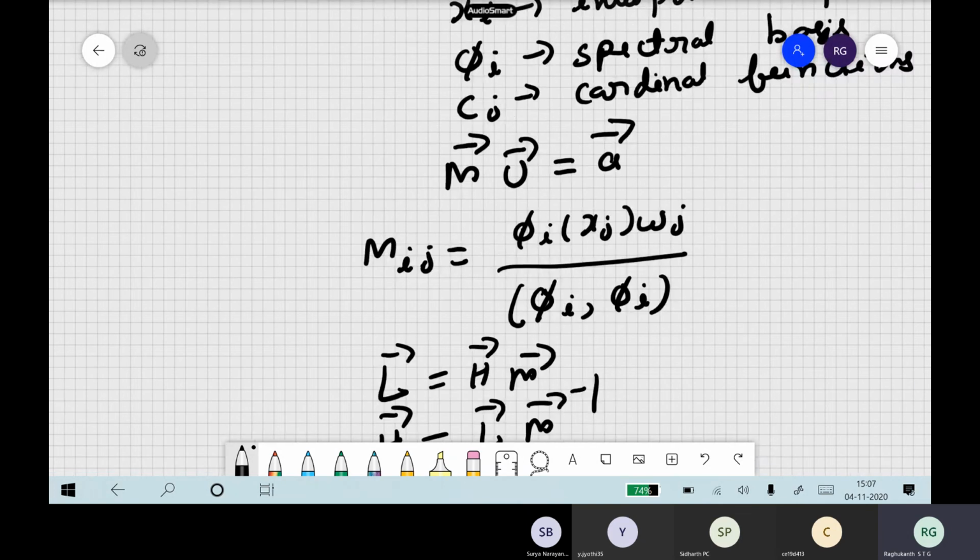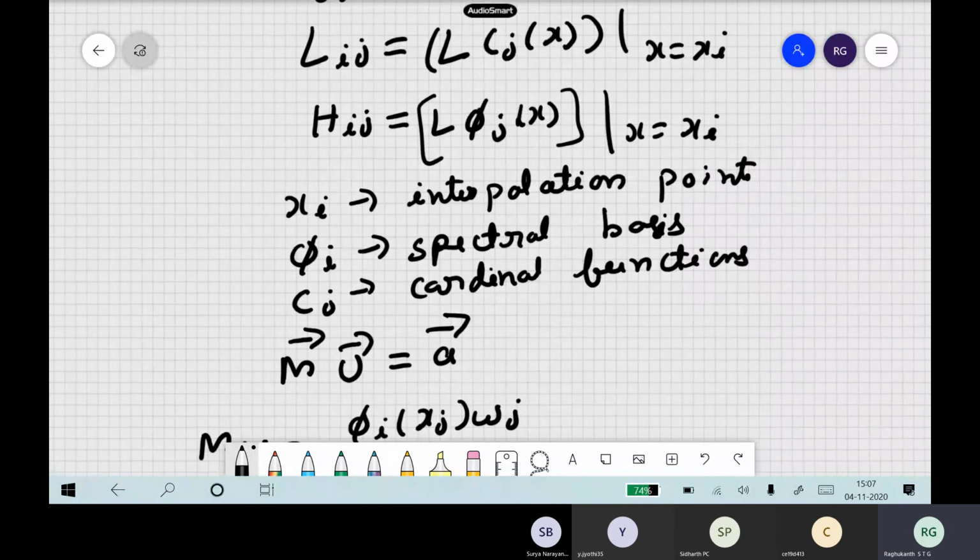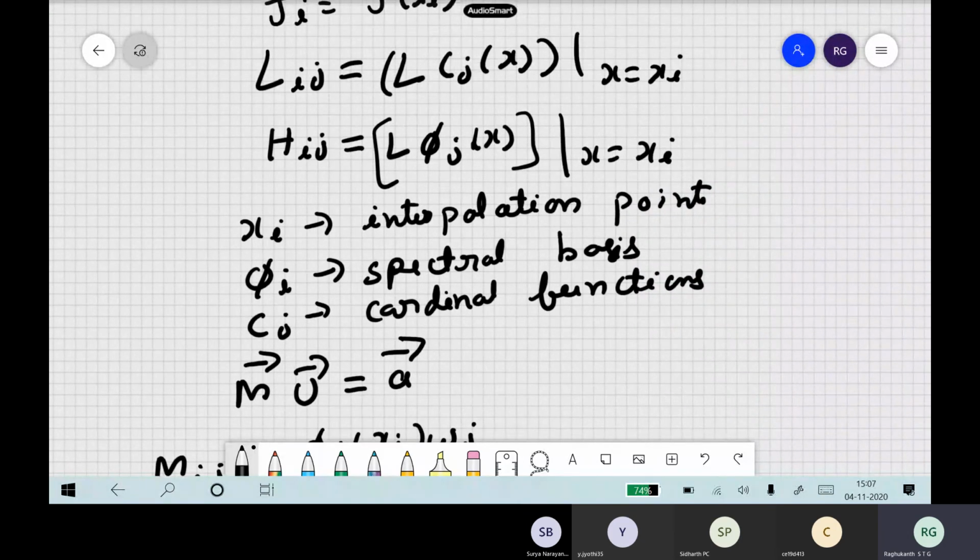So in the pseudospectral method, one does two types of things. One is you write in terms of series coefficients and then you solve. Another way is to use these cardinal functions. The only thing is that when x is equal to x_j, it is the same as the functional value itself, and you directly solve for the functions. So this is how we use both in the pseudospectral method.